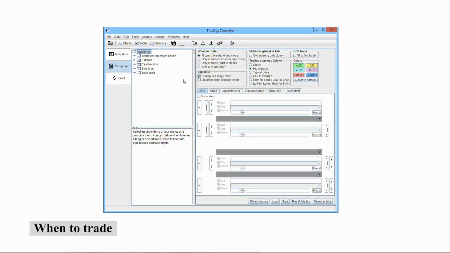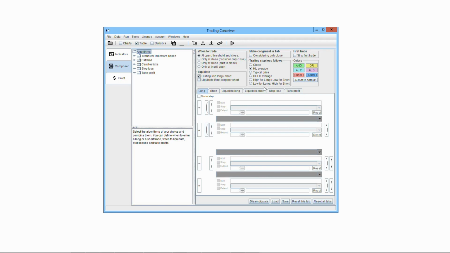In general, Trading Conceiver can operate at open, threshold, and close. For a wide variety of reasons, though, you could prefer to operate only at the opening or only at the closing of a market. In this case, Trading Conceiver offers you options to do that. These options are active only for the final building phase, when the 6 steps are combined together. They are not considered in any way during the computations within each tab.